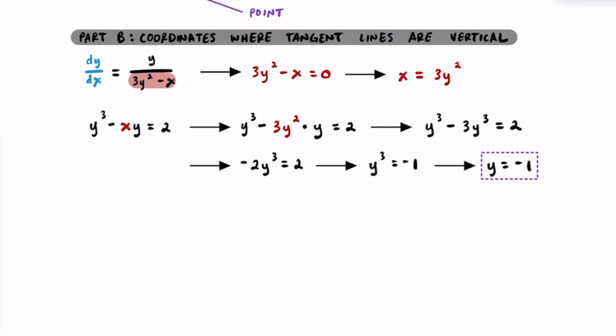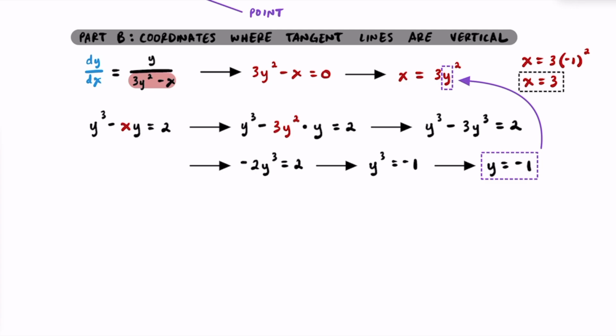So we just found the y value at which that vertical tangent line is going to occur. So let's substitute that into this equation over here, which will tell us the equation of that vertical tangent line. Plugging that in, we get x is equal to 3 multiplied by this -1 squared. And if we square -1, that's +1, so then x is going to equal +3. That's the equation of that vertical tangent line.